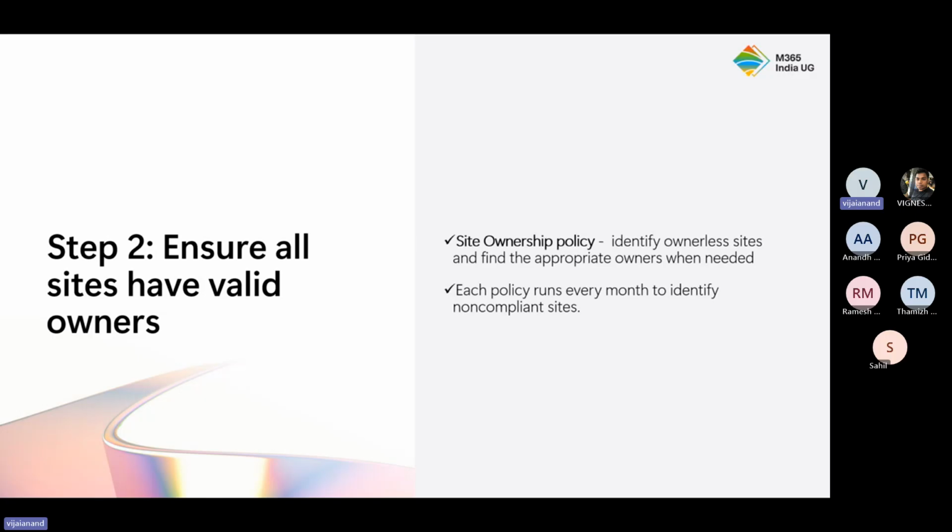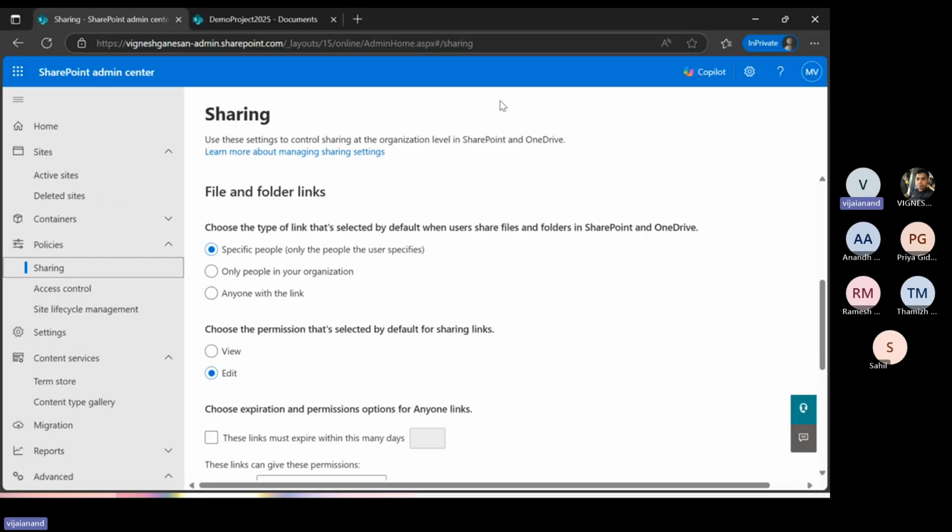Okay, so instead of talking more about the site ownership policy, I'll quickly walk you through it in the SharePoint Admin Center, and also we'll see how to create that policy, what options are available, how the reports are generated, and what we can do as a next step with the help of that report. Right, so let's get into a demo. I'll go back to the admin center itself. And again, the prerequisite for this is that we need to have the SharePoint Advanced Management subscription.